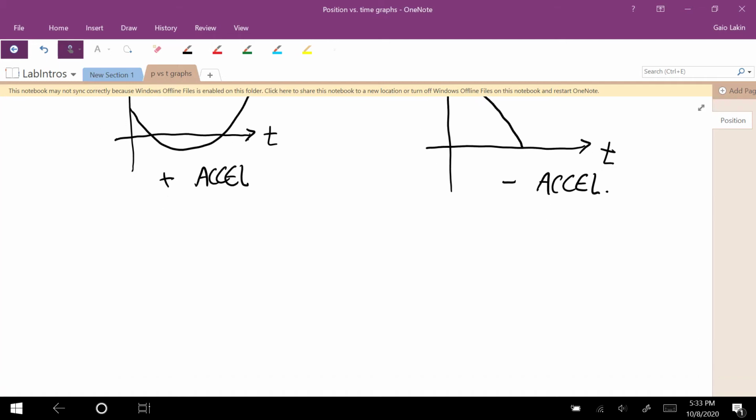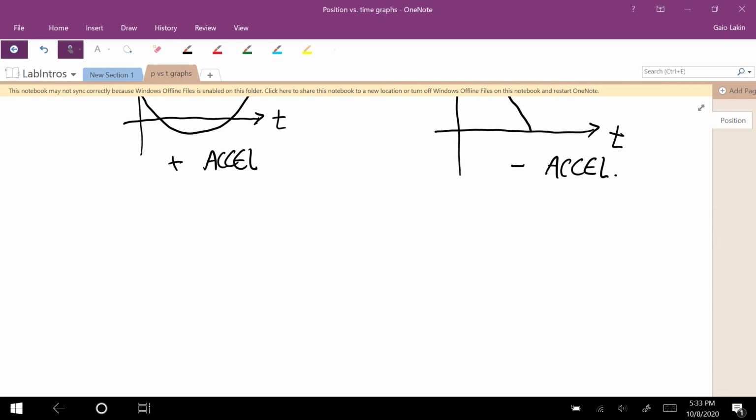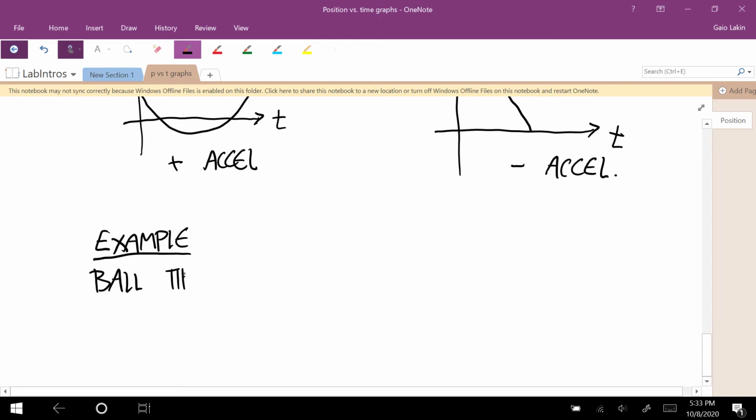Okay, so let's put this all together into an example that's sort of like the kind of problems you'll have to be doing in this lab. So let's say that a ball is thrown up into the air. From a height, not thrown up, you know what I mean. But this object starts at a height of 2 meters and it's thrown in the direction upward from a height of 2 meters.